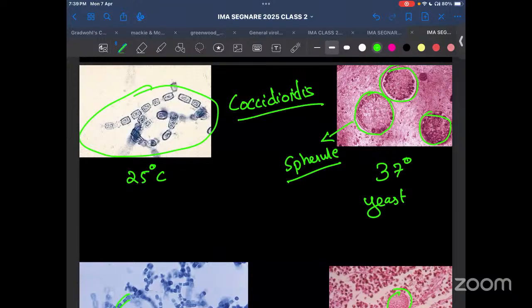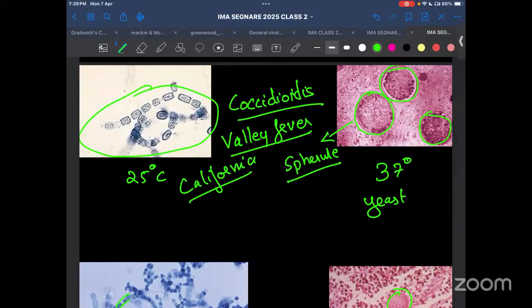It is also known as desert rheumatism, valley fever, and also California fever. So Valley, California. Again, desert parts of America. This also causes pulmonary infiltrates, and skin nodules can be seen. The treatment is actually itraconazole. You can use amphotericin B also, but the mainstay is itraconazole.